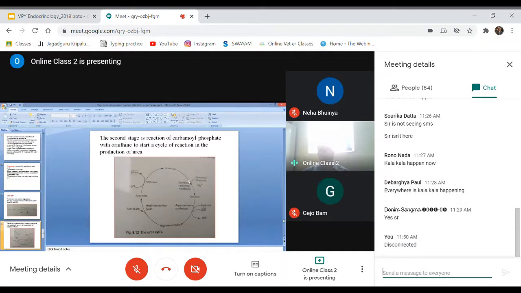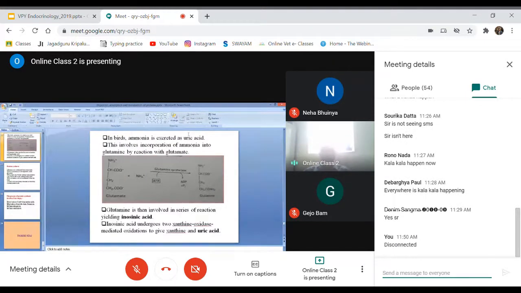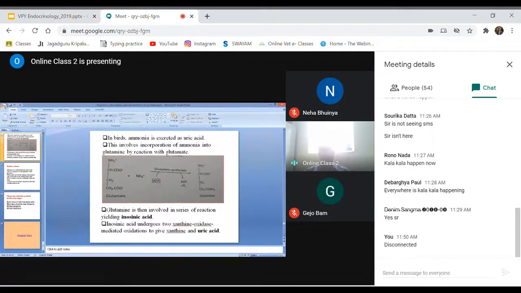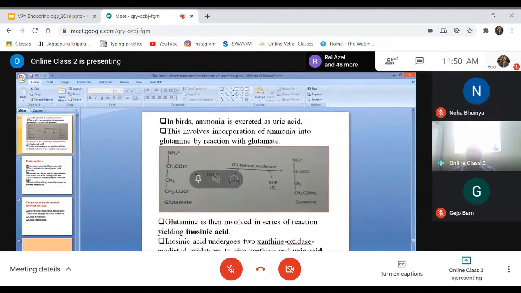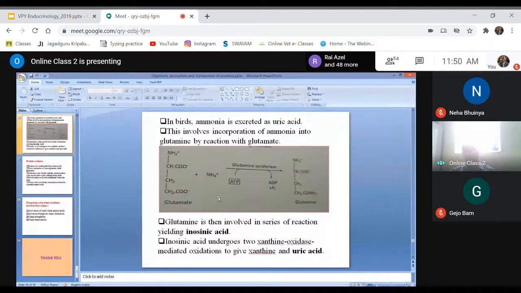In birds the cycle is not present. Uric acid will be synthesized, and this involves incorporation of ammonia into glutamine by reaction with glutamate. So this ammonia will react with glutamate, and there will be production of glutamine. Glutamine is then involved in a series of reactions yielding inosinic acid. Then inosinic acid undergoes xanthine oxidase mediated oxidation to give xanthine and uric acid. That means ultimately uric acid will form, and in that form the nitrogen will be excreted.